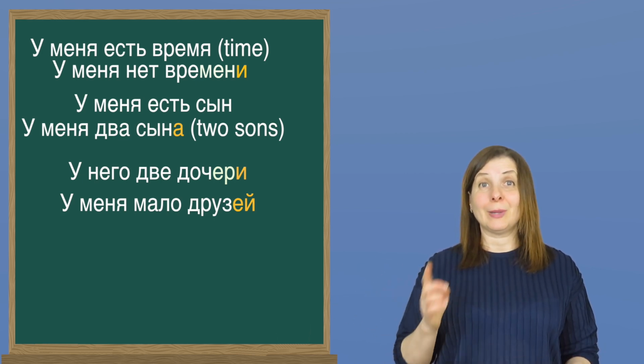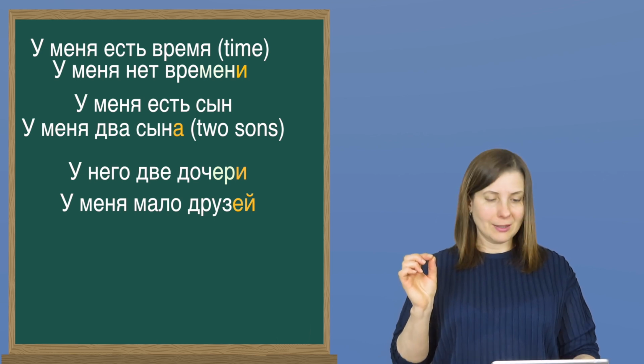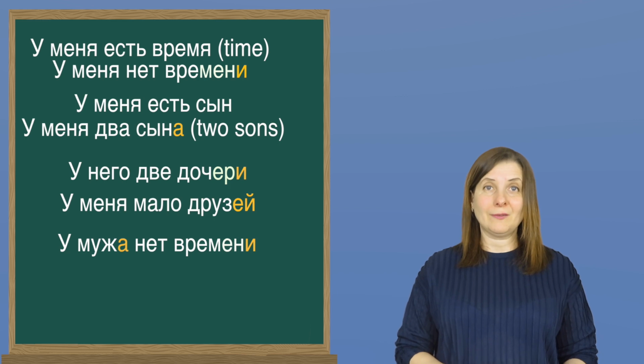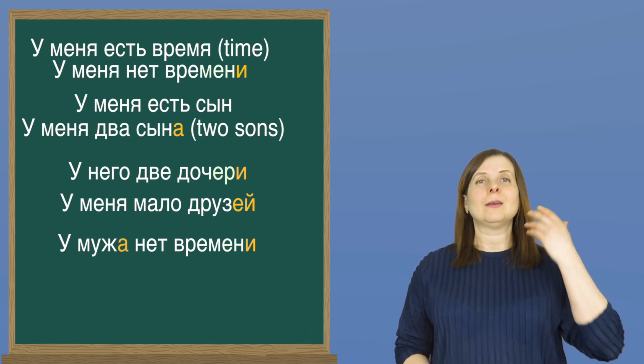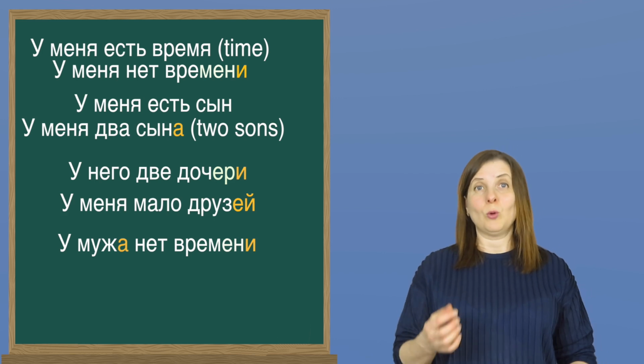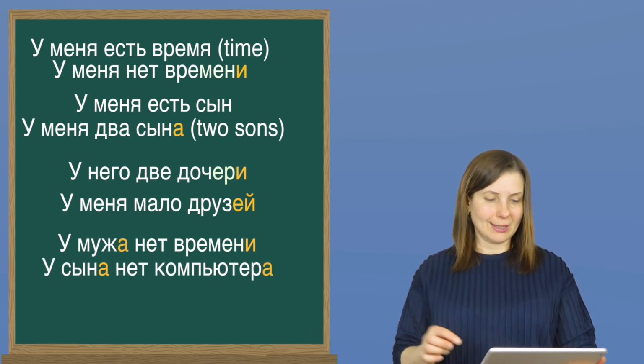У мужа, by the way, after у we also need genitive. У мужа нет времени. He doesn't have time. If we say my son doesn't have a computer: у сына, у моего сына нет компьютера.